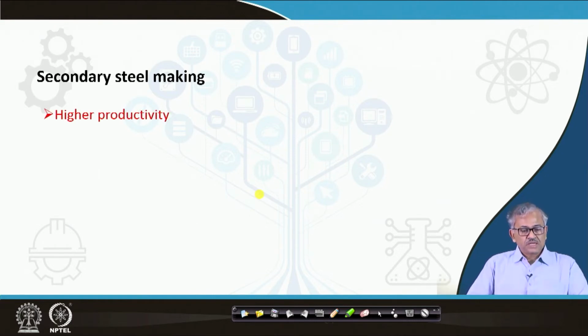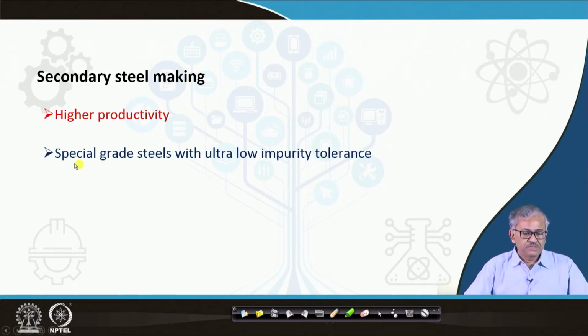So, basically, secondary steel making has come. This is the major reason: the special grades of steel with ultra low impurity tolerance that are required today. Nowadays there is more demand for very ultra low impurity steel, especially ultra low carbon steel and ultra low sulfur steel, where the impurity concentration may be required below 50 ppm, like sulfur below 50 ppm and carbon below 50 ppm.